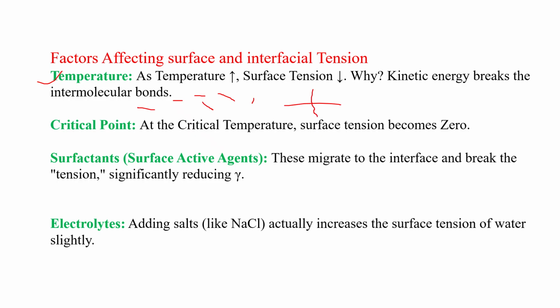If it will break the bond, it will have more distance, which means lesser tension or force, which means it will decrease the surface tension. Okay? So whenever we increase the temperature, surface tension will decrease. Why? Because due to increasing temperature, the kinetic energy also increases. That will break the intermolecular bonding or force of attraction. Okay, that's the reason.